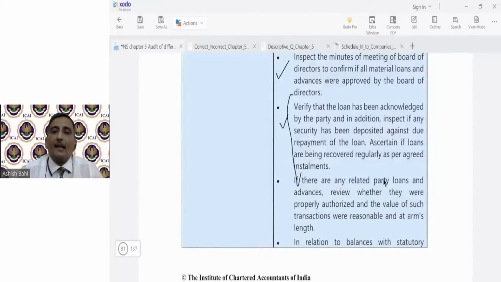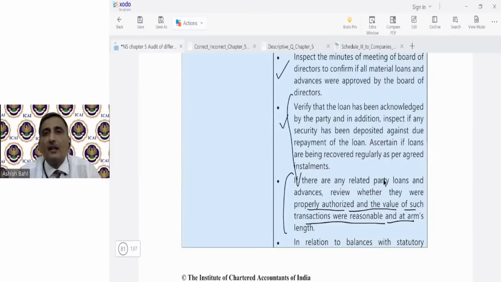If any related party loans are there, then you have to see whether they are properly authorized, and the terms of agreement are not prejudicial to the interests of the company, that the company is receiving interest, and the transactions have been carried out at arm's length price, meaning the transactions have been carried out in the same manner in which these would have been conducted with other third parties. So these are some of the procedures.